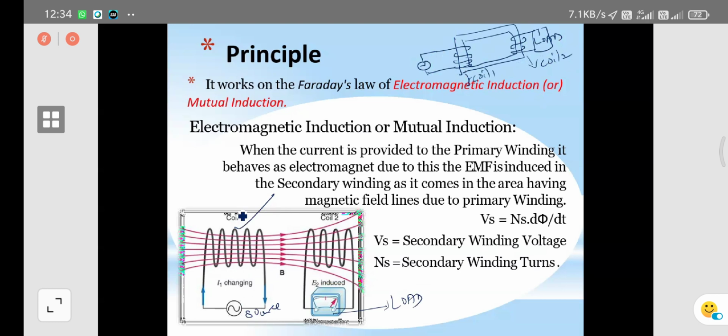So this is coil 1, coil 2. I1 is changing and E2 is induced here. Okay, what I am saying here.